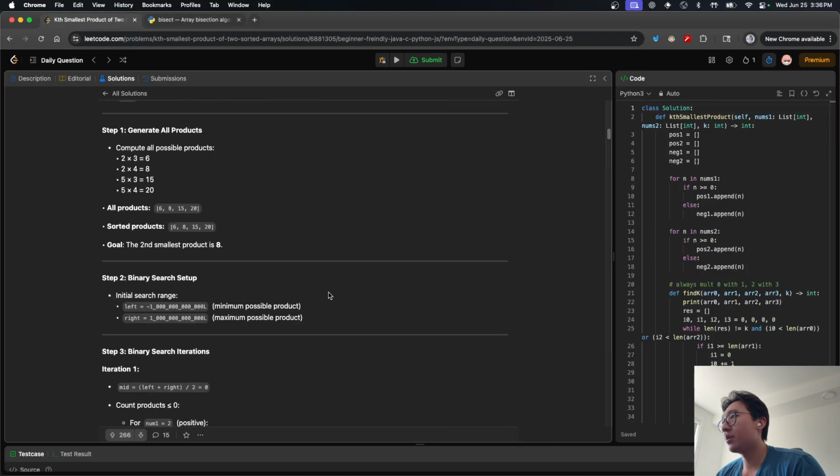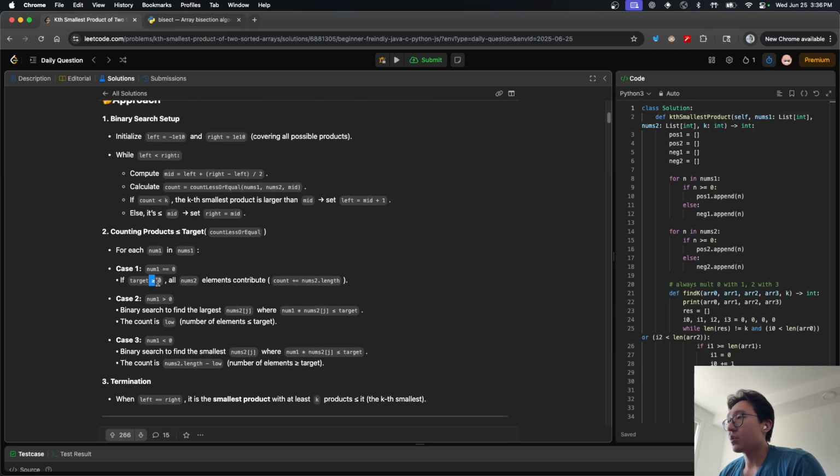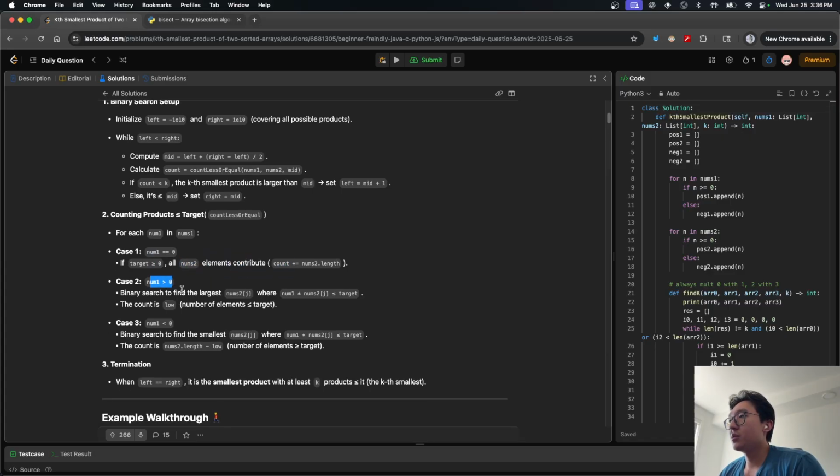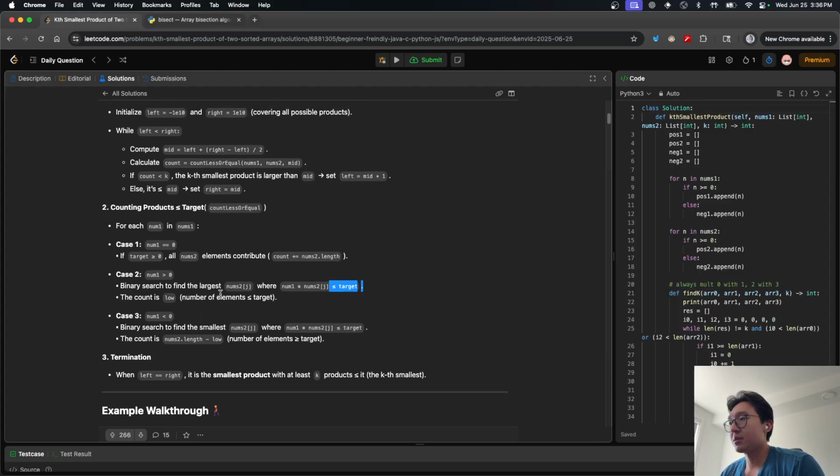Okay, one thing that I saw here is, for each number in nums1, if target is greater or equal to 0, all numbers contribute. If the number is greater than 0, then binary search to find the largest number in nums2 where the product is less than or equal to the target. Okay, that's why you use the bisect. You find the target and then you do the bisect. This is the first time I'm actually using bisect in a LeetCode question. That's why I'm getting a little confused about it.